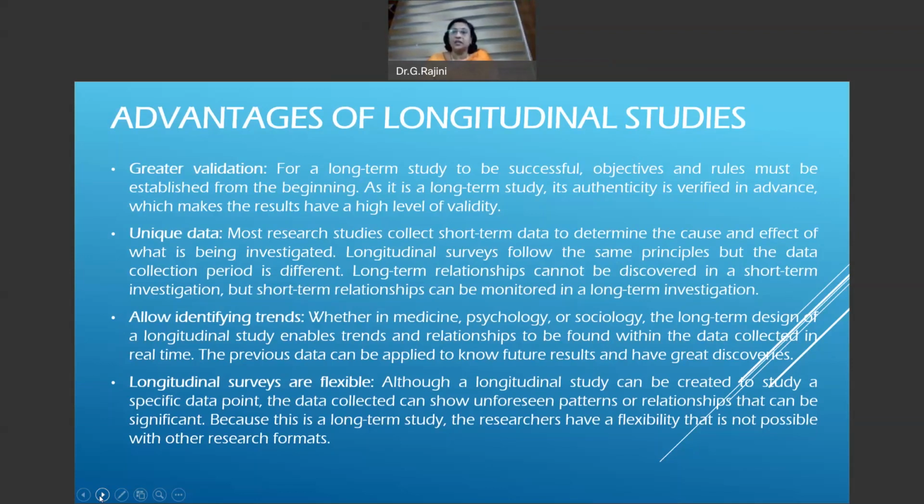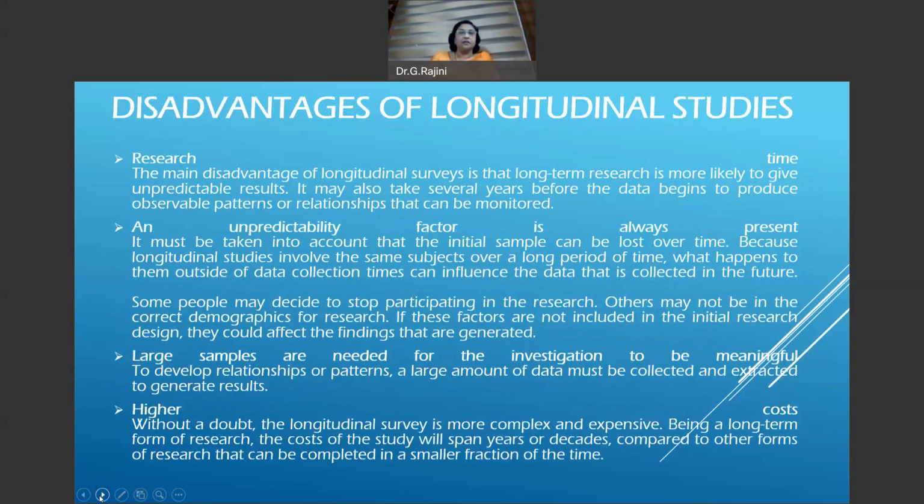Longitudinal studies are also flexible. Although a longitudinal study can be created to study a specific data point, the data collected can show unforeseen patterns or relationships that can be significant. The researcher has a flexibility that is not possible with any other research format, because here you can actually change the subjects.